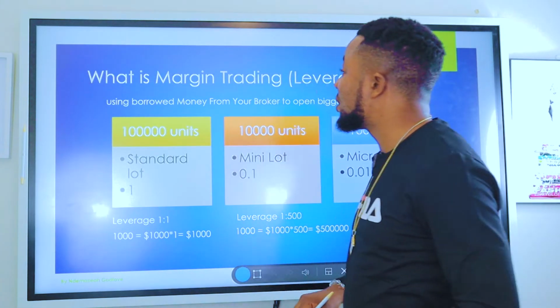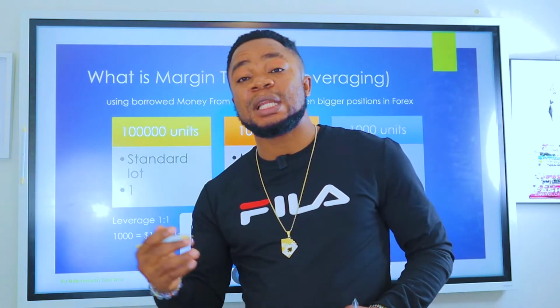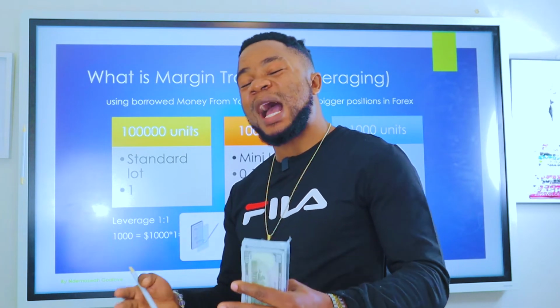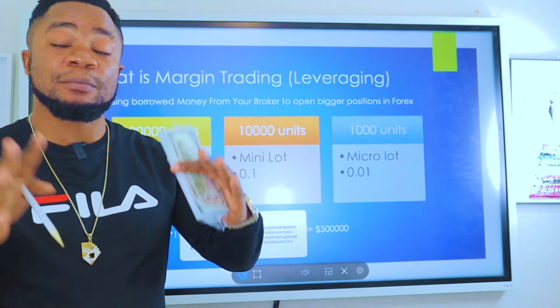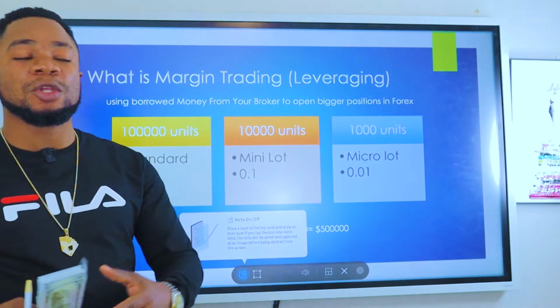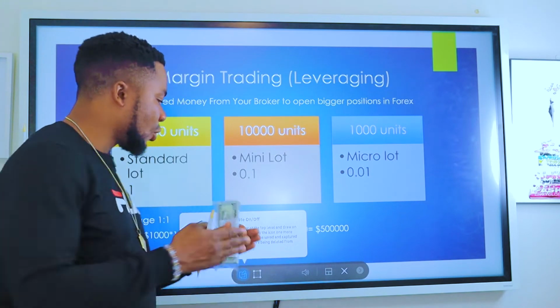Leverage, when it comes to trading, is the ability of using the broker's money, so that your broker is able to lend you money to trade as if you had a bigger account. With that borrowed money, you'll be able to open bigger positions. So let's take an example.